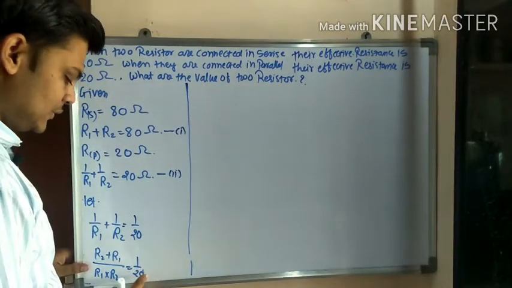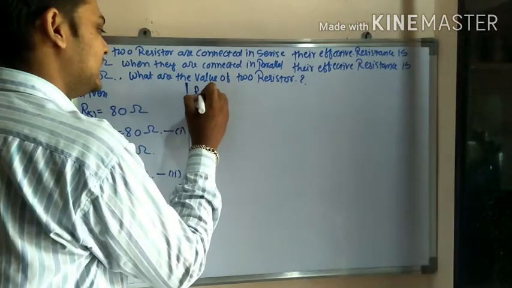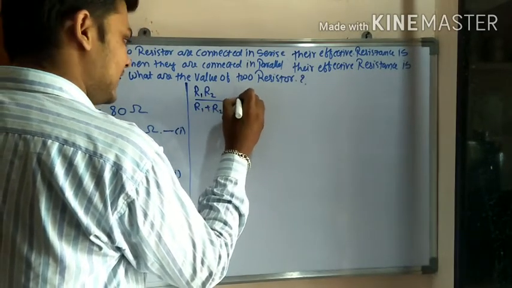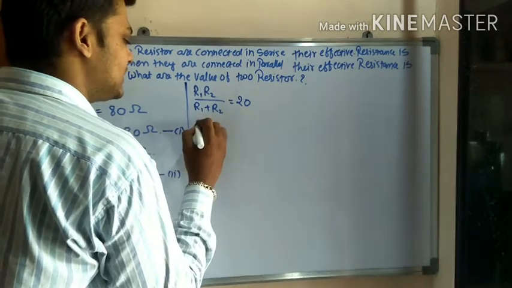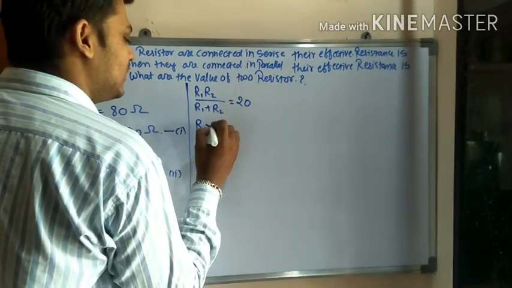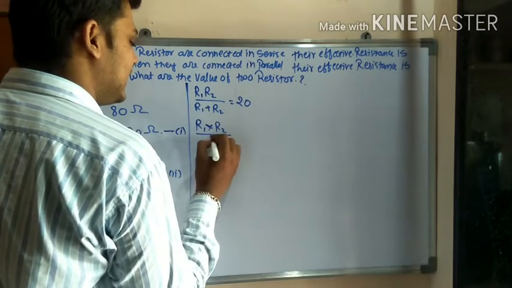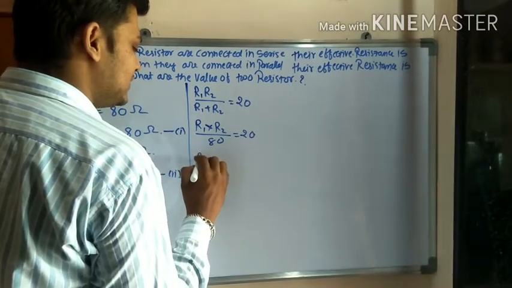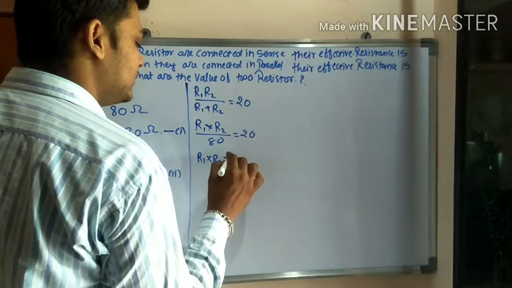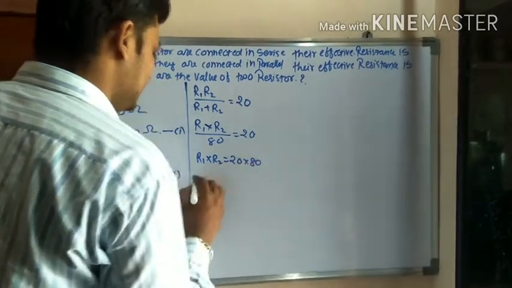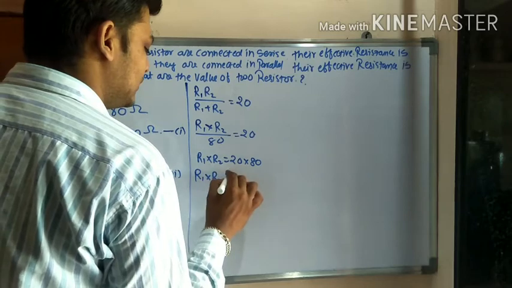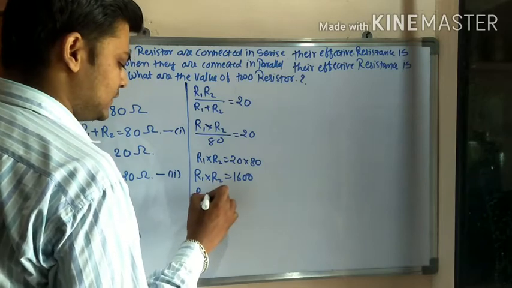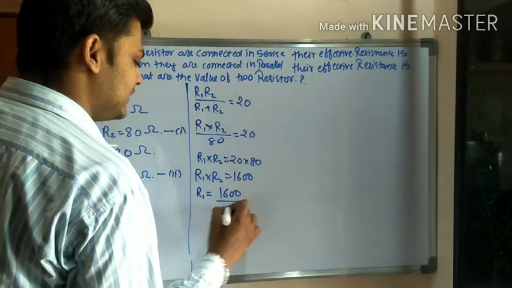So we'll take the reciprocal, because of that our equation will be easy, that is R1 into R2 divided by R1 plus R2 is equal to 20. Now put the value of R1 plus R2, so we'll get R1 into R2 divided by 80 is equal to 20. Next, put this 80 to the other side, so we'll get R1 into R2 is equal to 20 into 80. So R1 into R2 is equal to 1600. Okay, next, R1 is equal to 1600 divided by R2.